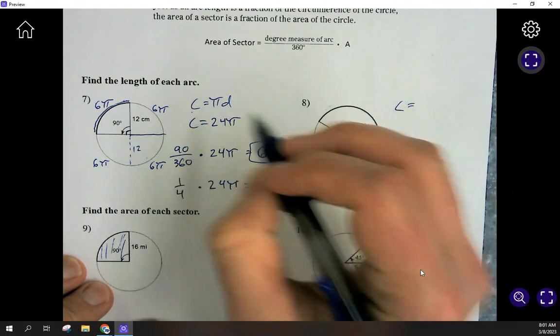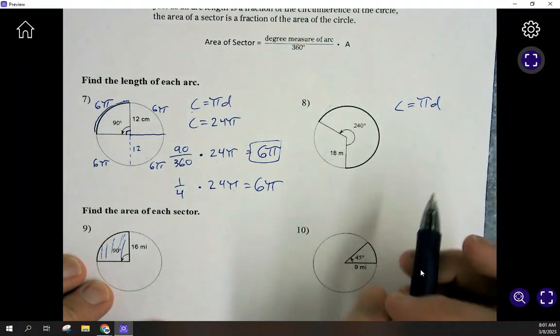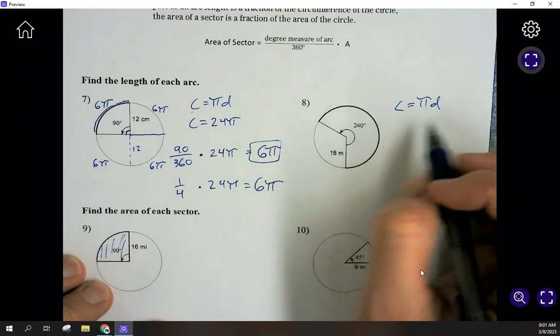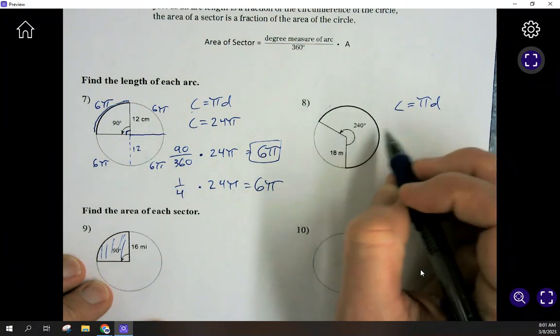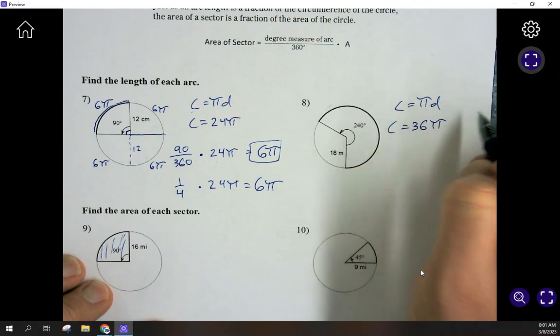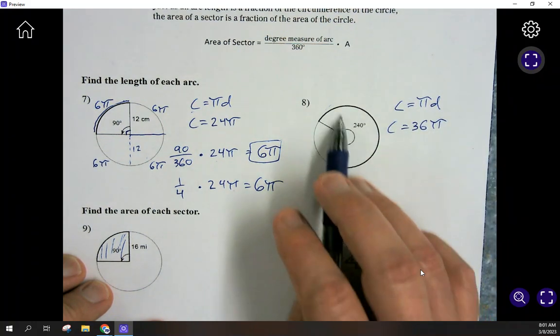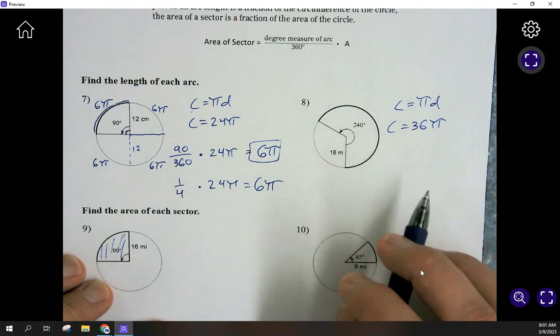So here we're looking for the length of an arc. We need to know that that's related to circumference. And diameter would be double the 18, so that would be 36 pi, from 18 times 2, or 18 plus 18. 18 is the radius. Make sure you double it.